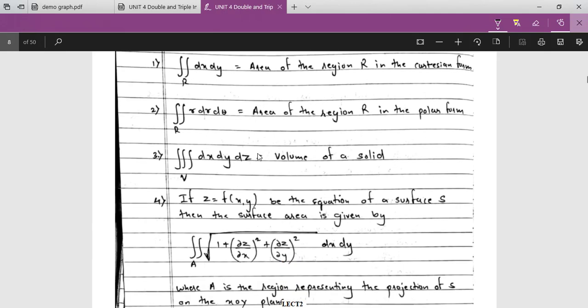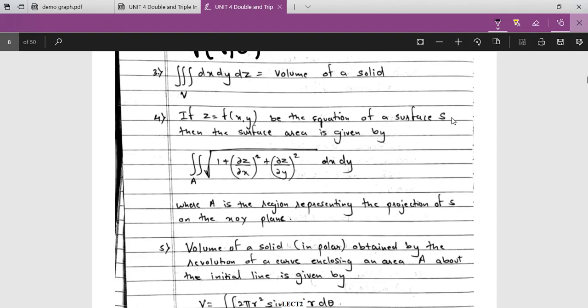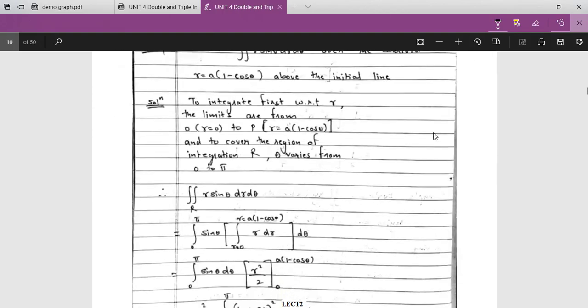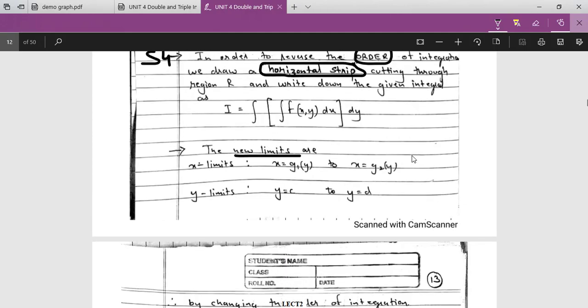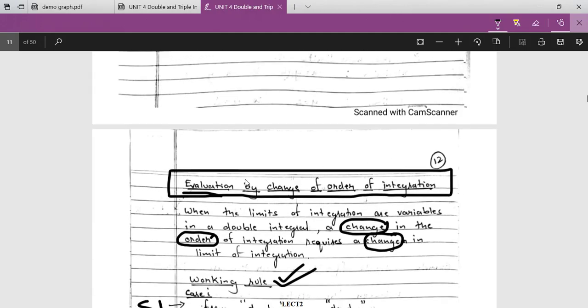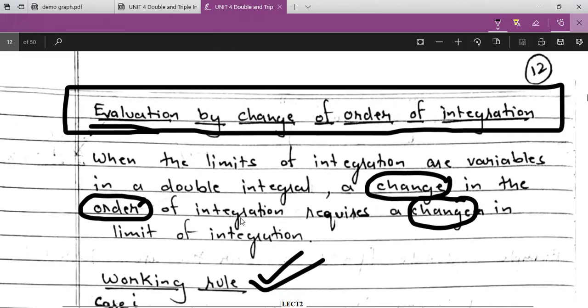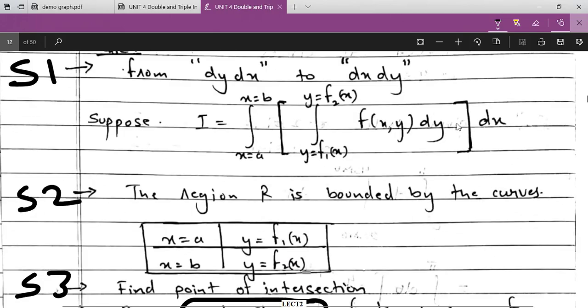All this I have given you in my notes, so you can also go through the notes. See, over the region R, this is in Cartesian form. Right, now we are dealing with the concept of double integral, and if the function f is in terms of r and theta, then the area of region R is in polar form, right? So let us see how this problem works. The concept is clear, right? We are dealing with evaluation by change of order of integration, right?